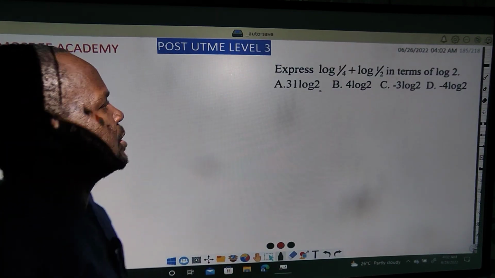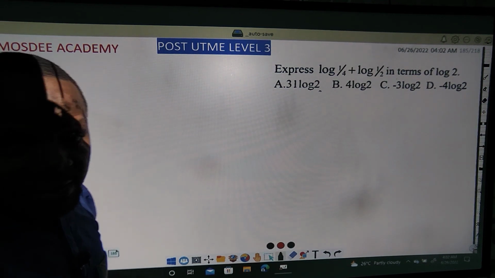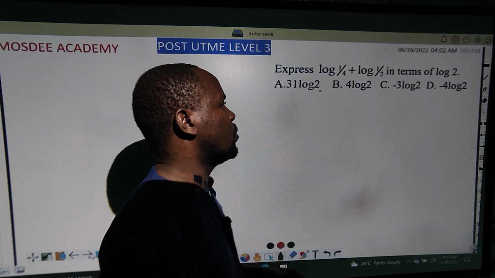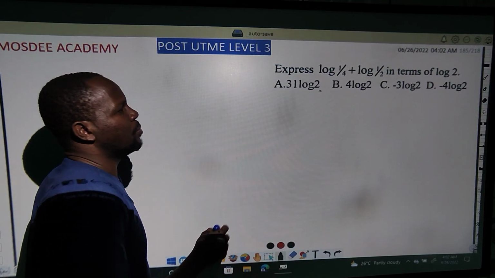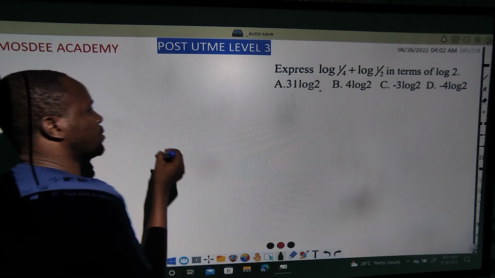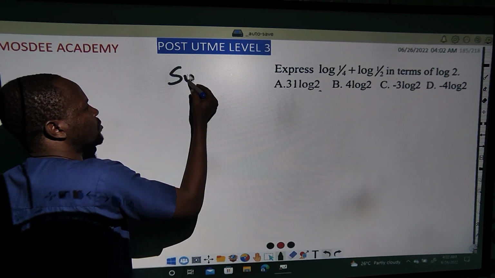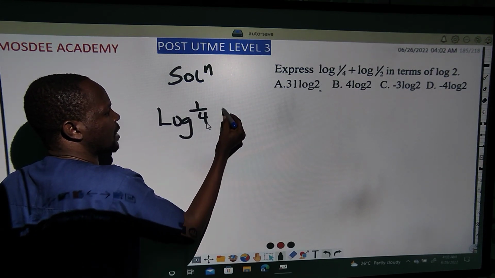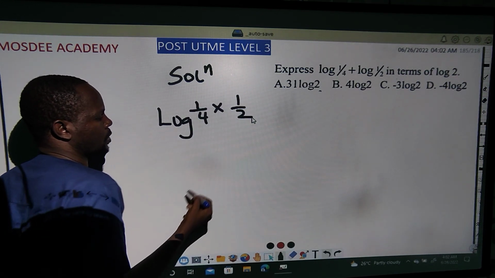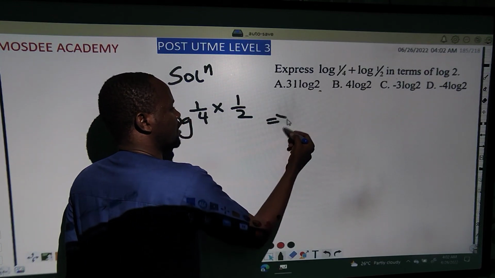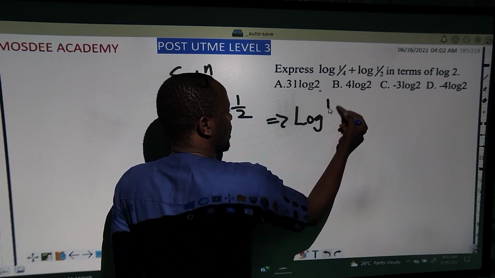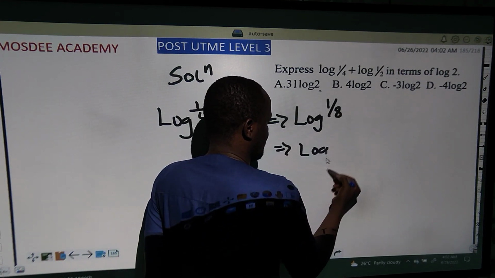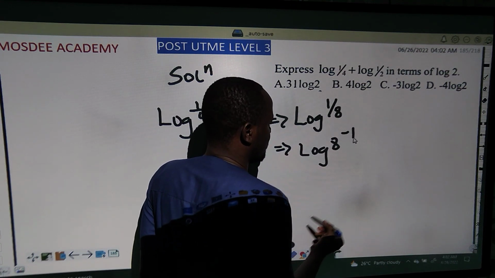Thank you very much, admin. I hope you are counting, admin. Now, the next question says, express log 1 over 4 plus log 1 over 2 in terms of log 2. Wow. I don't know, maybe it's the argument. I just believe it's the argument. For this, the solution should be log of 1 over 4 times 1 over 2, because it is plus. So we can say it is log 1 over 8, as 4 times 2 is 8. It is the same as saying log 8 raised to the power negative 1.